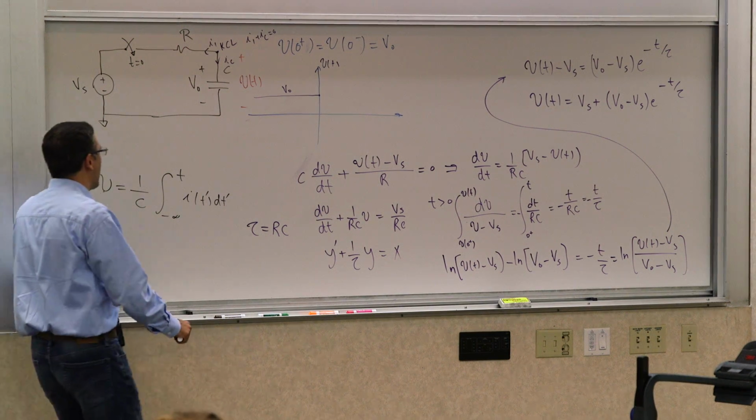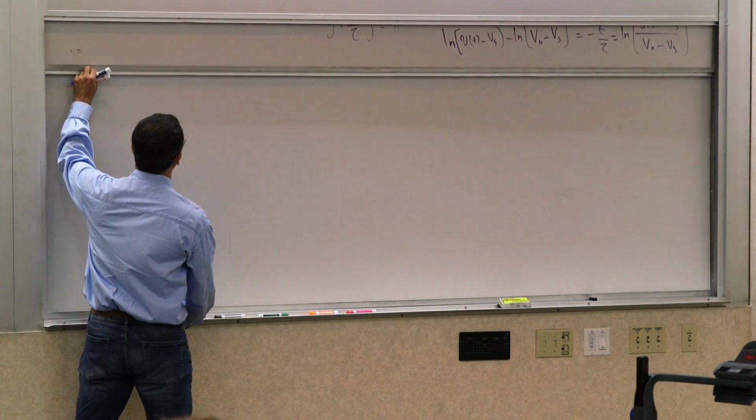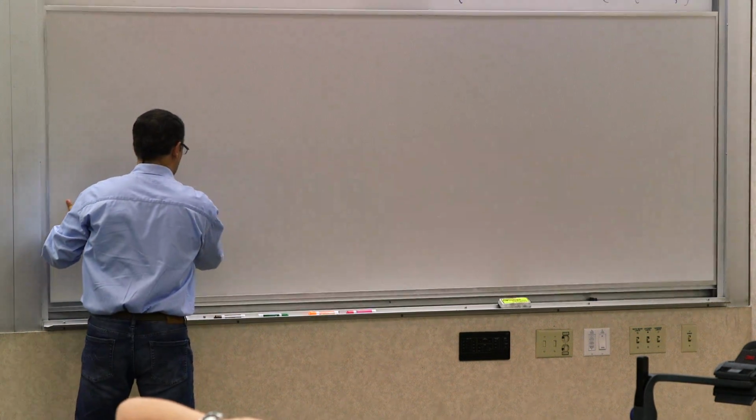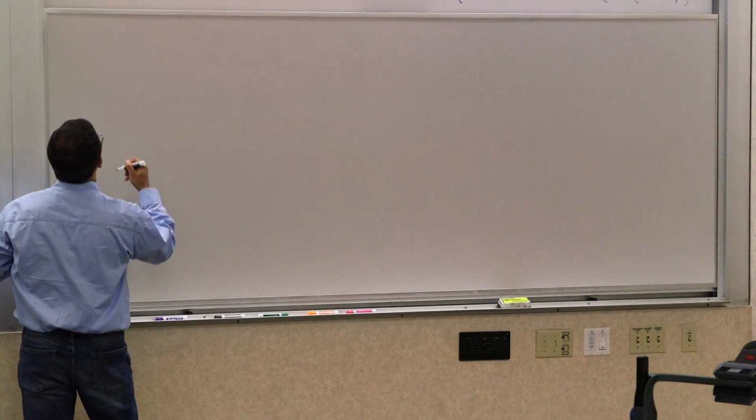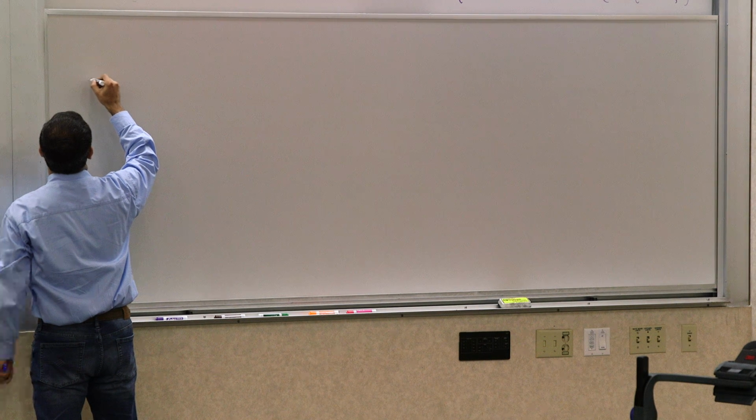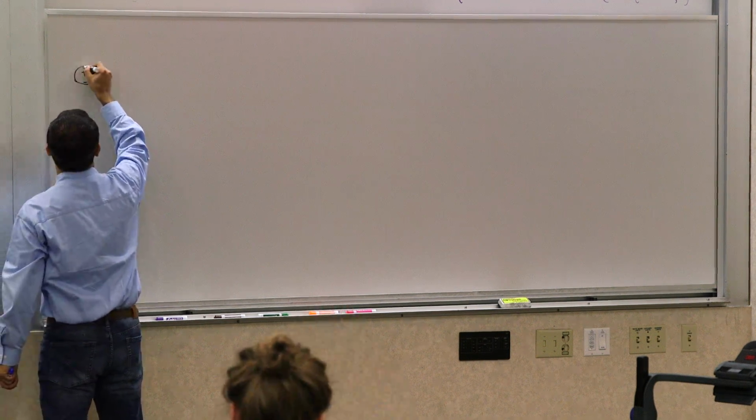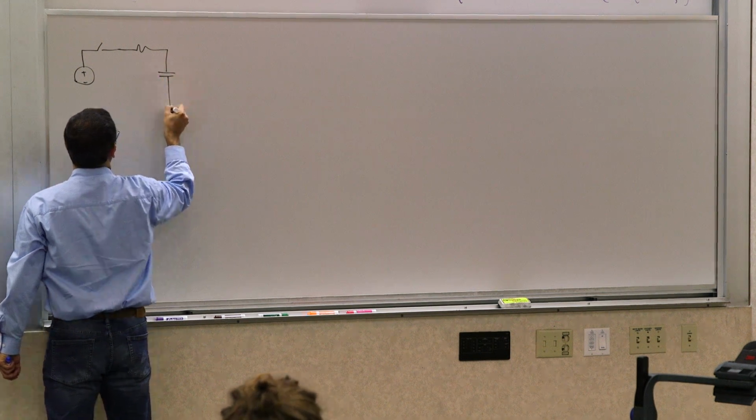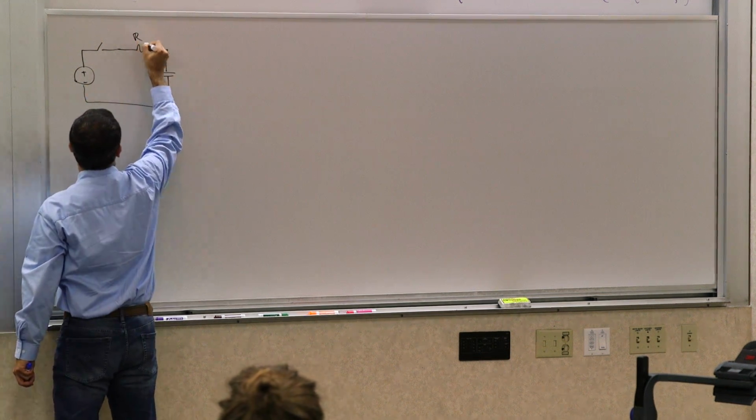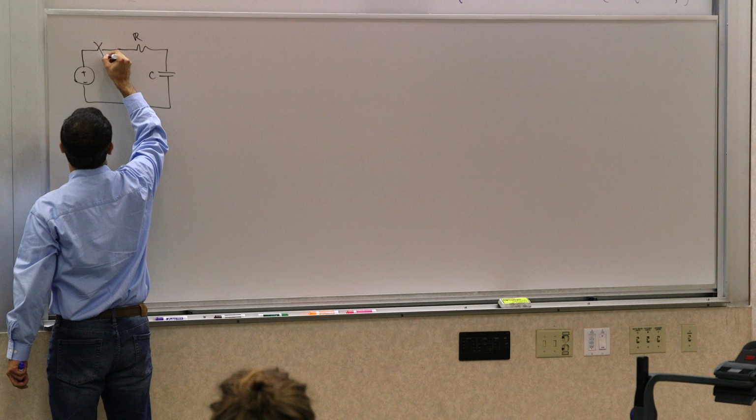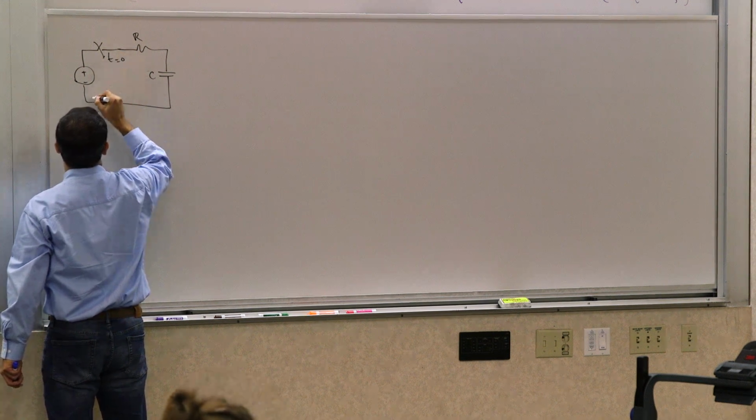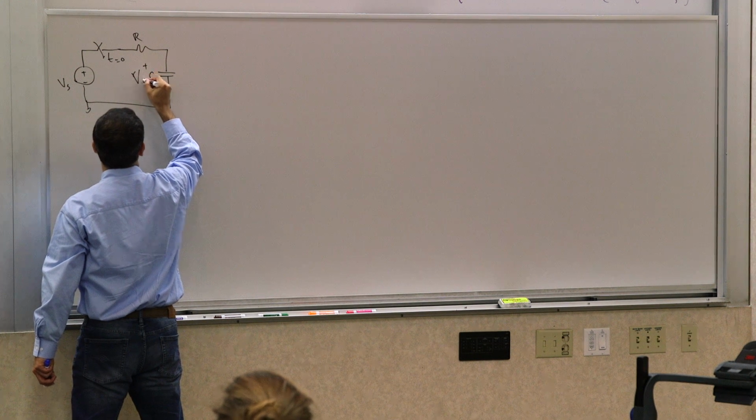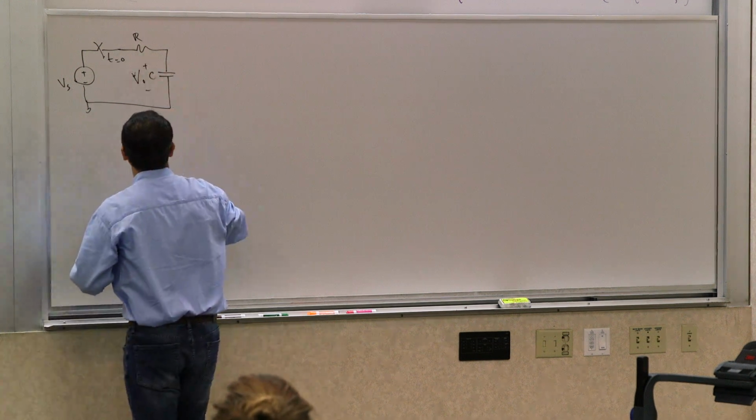So if I were to, let's do a clean one now that we know the answer. So the response of this system, which is an LTI system, I'm just redrawing it. This is Vs, initial condition is V0. This is V of t.